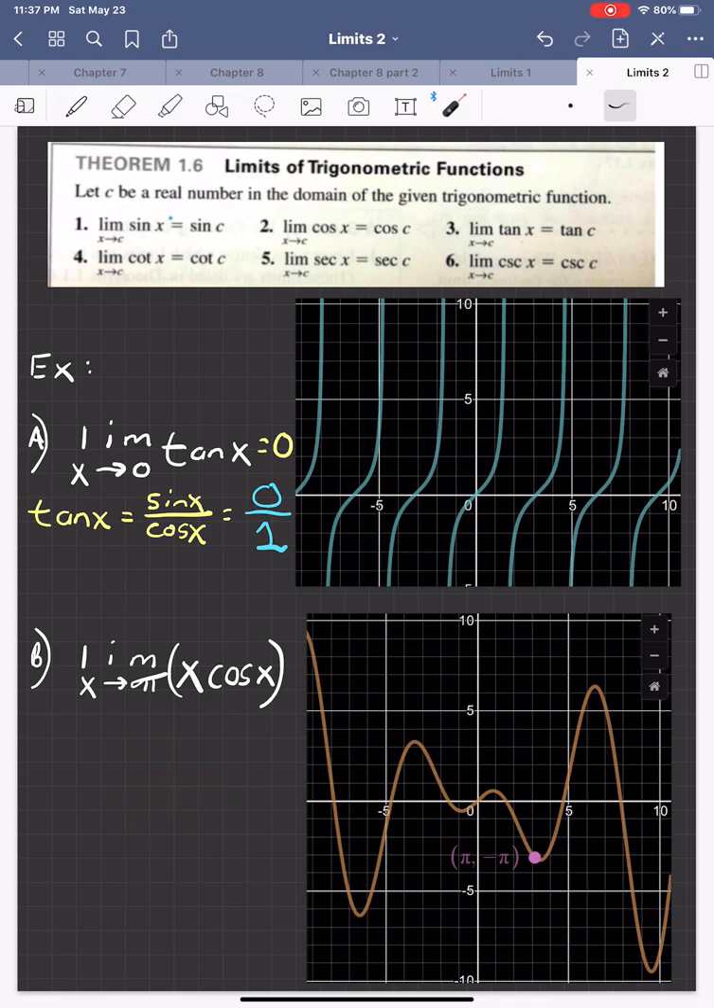That makes no sense. Okay, well, what if the trig functions get a little bit tougher? So the limit as x approaches pi of x times cosine of x. All right, well, so pi is 3.14, so that would be somewhere around here, right?